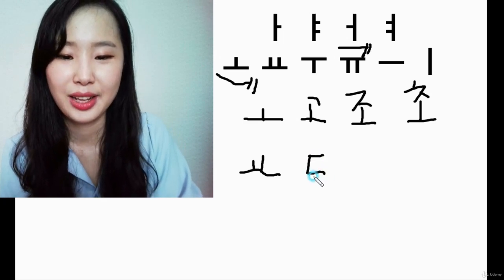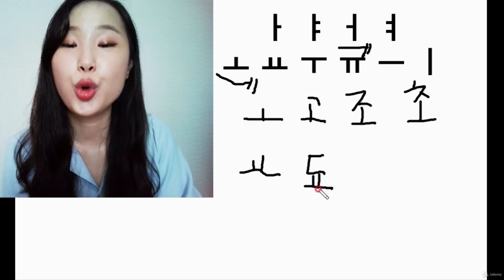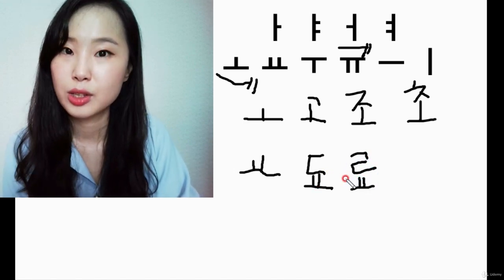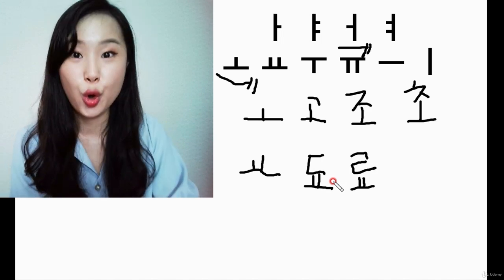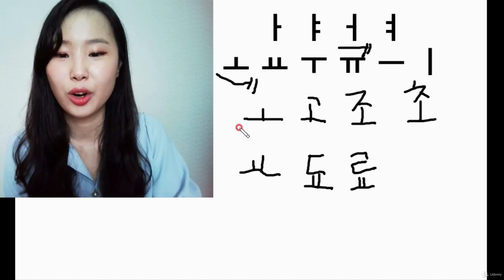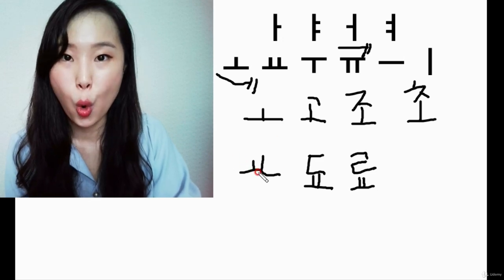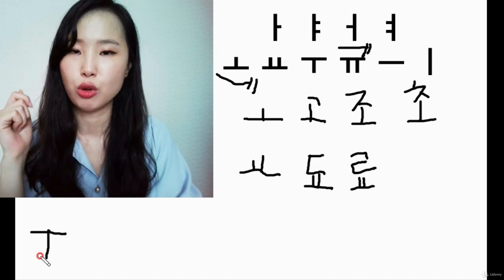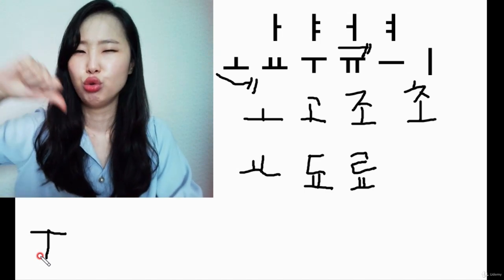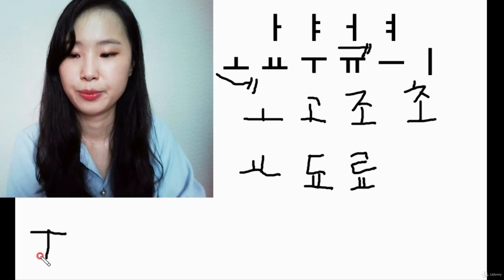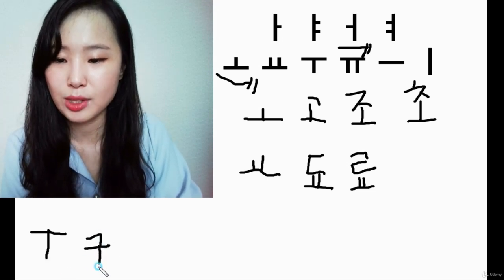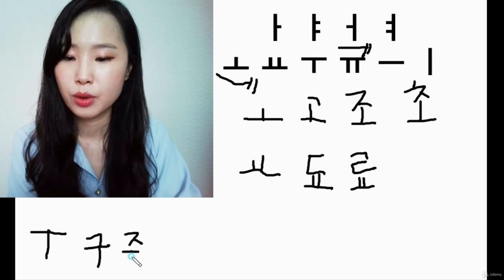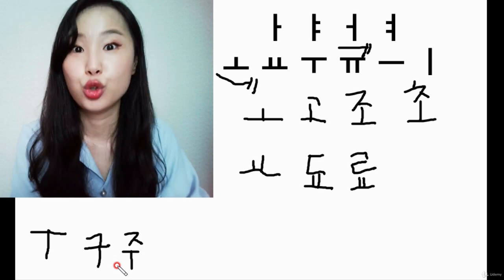What about this one? Dyo. This one? Liu. Yes, so we learned O and yo. And the next one is the oo sound. Ooh. When you say ooh, this is the same sound. Ooh. What about this one? Gu. Ju, ju.